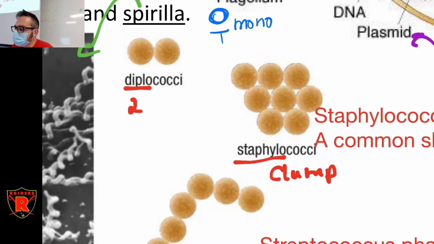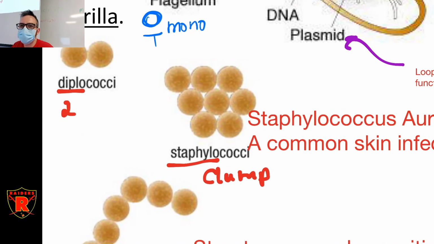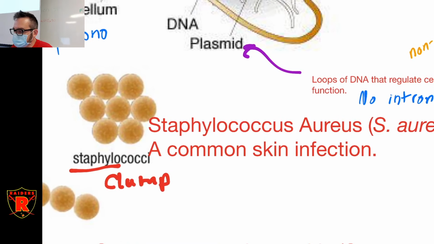So if you've got clumps, a clump is called a staphylo. So a staphylococci is a clump of cocci. For example, you may have heard of Staph aureus, Staphylococci aureus. Staphylococci aureus is a very common skin infection caused by Staphylococci aureus. This is like the #1 skin infection that people get at the gym. People get Staph aureus infections at the gym all the time because if you don't clean the gym equipment properly, you get a Staph aureus infection.